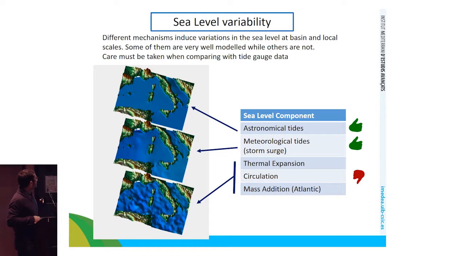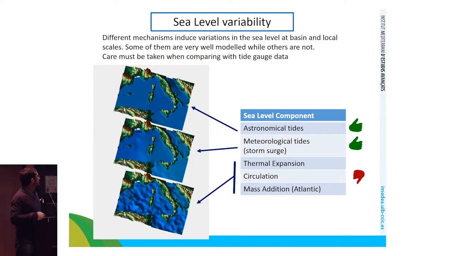For the meteorological tides, the atmospheric forcing, the 2D models, even the 2D models, are performing quite well. Because we have good atmospheric forcing, we are able to get a good meteorological tide, explaining 80 to 90% in tide gauge locations. Then there are these other terms, more important for the long scales, which are the thermal expansion, circulation, mass addition. Thermal expansion, if we are talking about the seasonal expansion, then models are doing well.